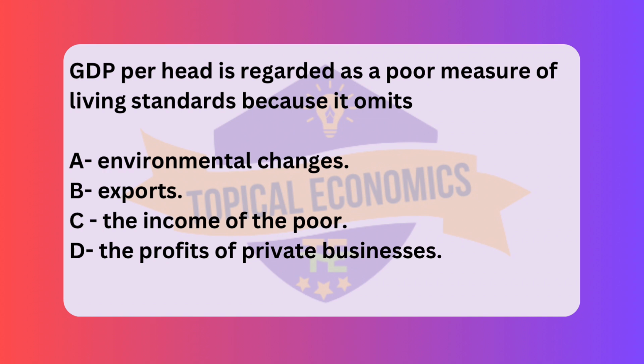Lastly, option D, the profits of private businesses, is also incorrect. Private business profits are included in GDP, as they contribute to the overall economic output. The income from business profits, wages, and government spending all contribute to GDP. While GDP per head does not specify the breakdown of profits versus wages, it still includes the total output of businesses and their contributions to the economy.